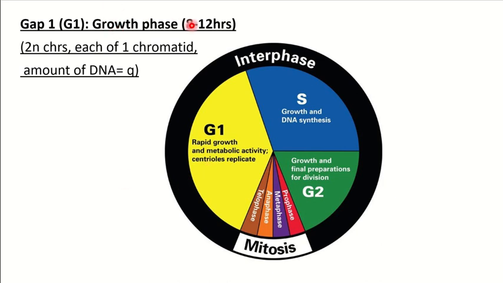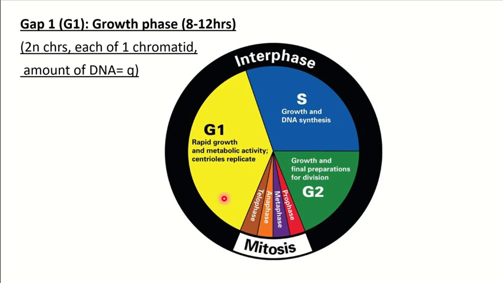As you see, the duration of this phase is 8 to 12 hours. And as you can see, this phase is directly after mitosis. So at this phase the two daughter cells are leaving mitosis, and they will enter G1 phase. If you remember, mitosis is the cellular division.